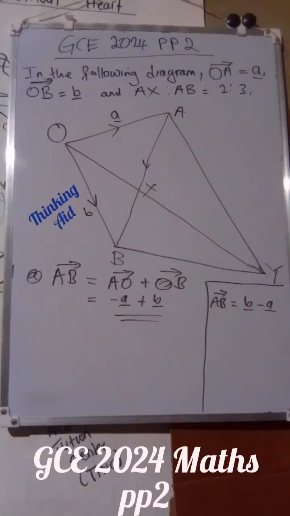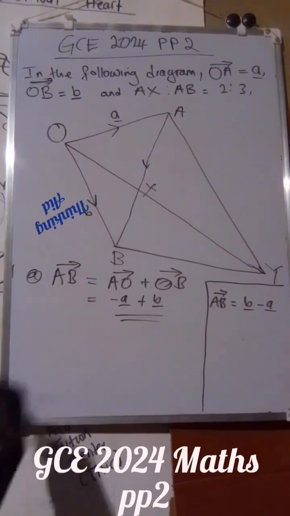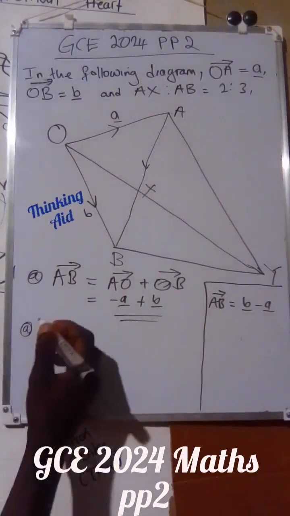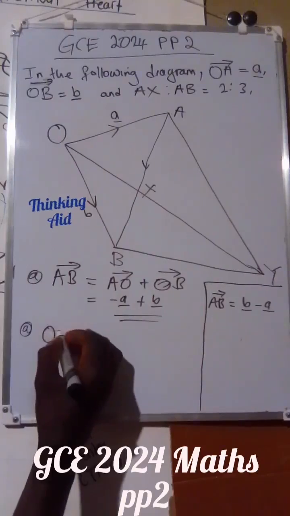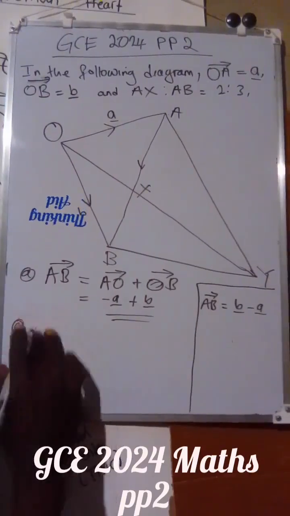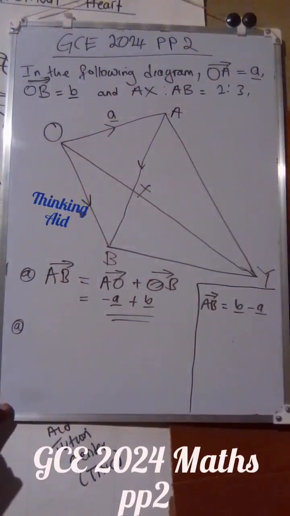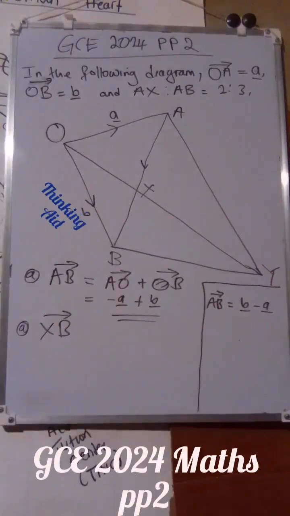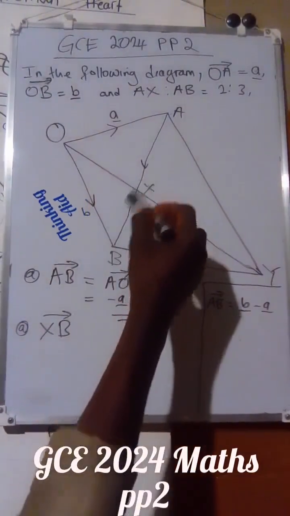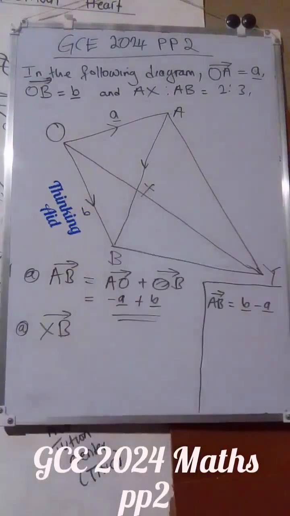Now remember, the second question, they want us to find vector XB. So XB is the vector from X to B. This is the simple vector they want us to find.